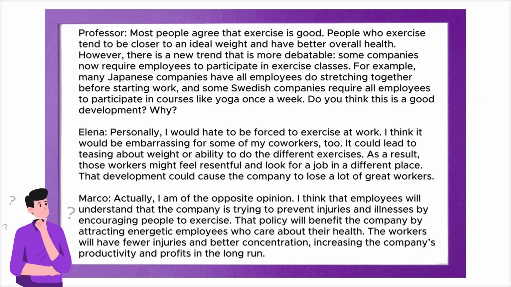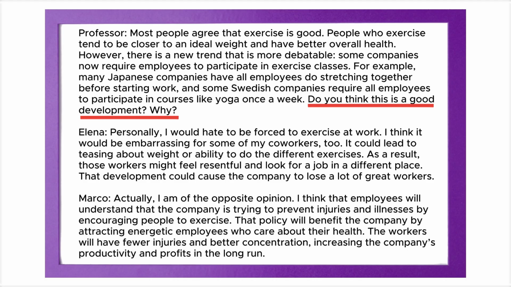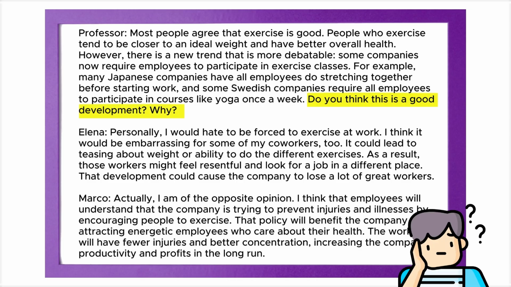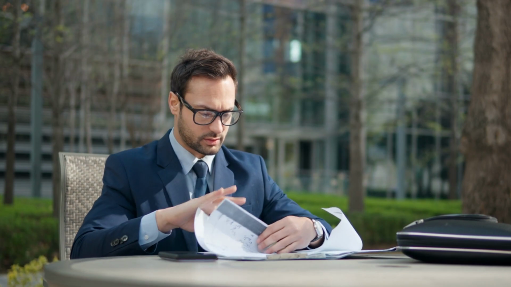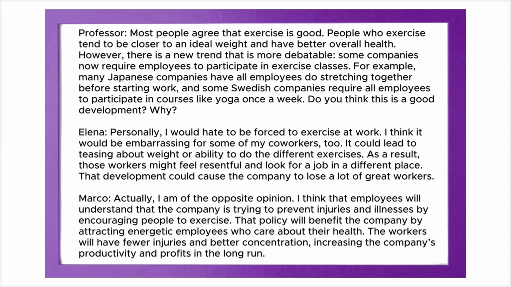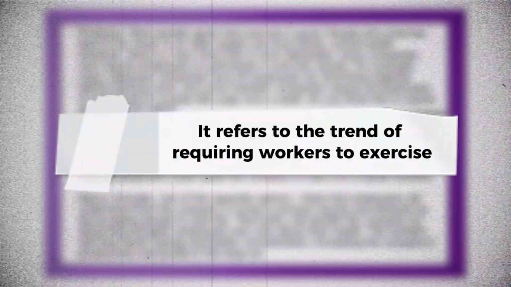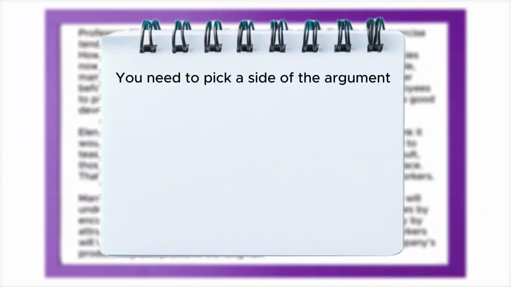Now, let's take a closer look at the posts. First, you need to understand what the question is. The question is always in the professor's chat, and usually it's the last sentence or two. In this example, the question is, do you think this is a good development? Why? This is vague. The TOEFL writers are checking whether you can gather information from the entire passage, not just one sentence. If you have a close look at the chat, you can tell it refers to the trend of requiring workers to exercise. You need to pick a side of the argument, whether you think it's good or not.